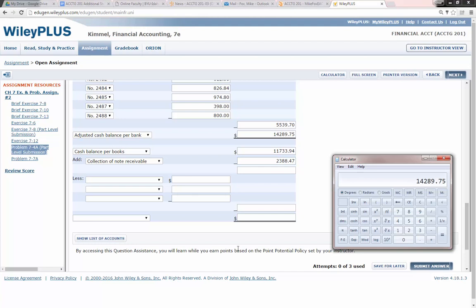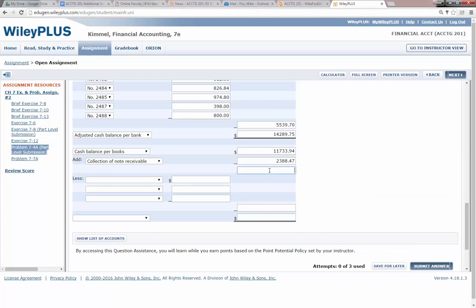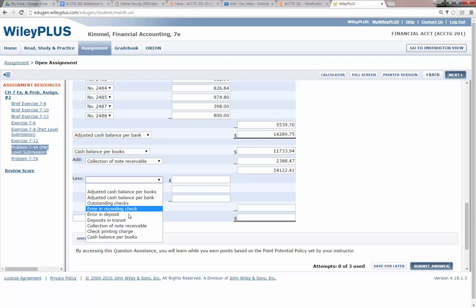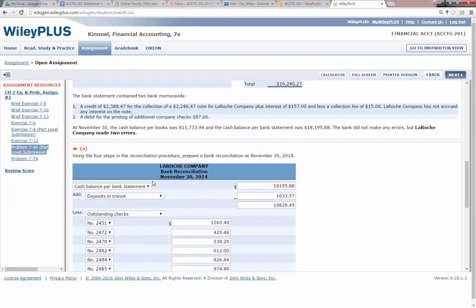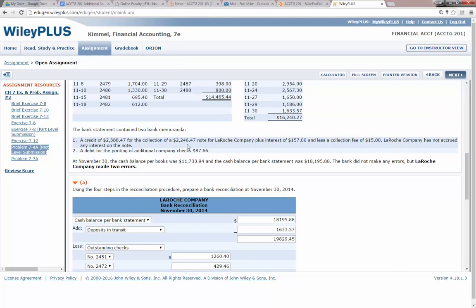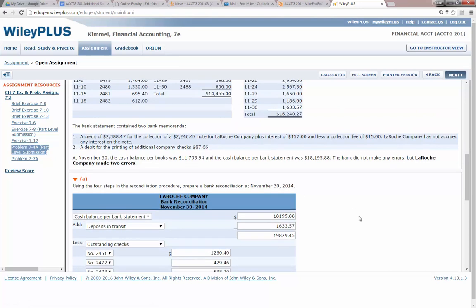And then that will be 11,733 plus 2388.47, 14,122.41. Then we'll subtract out the debit memoranda, which I believe there was a check printing charge of $87.66.